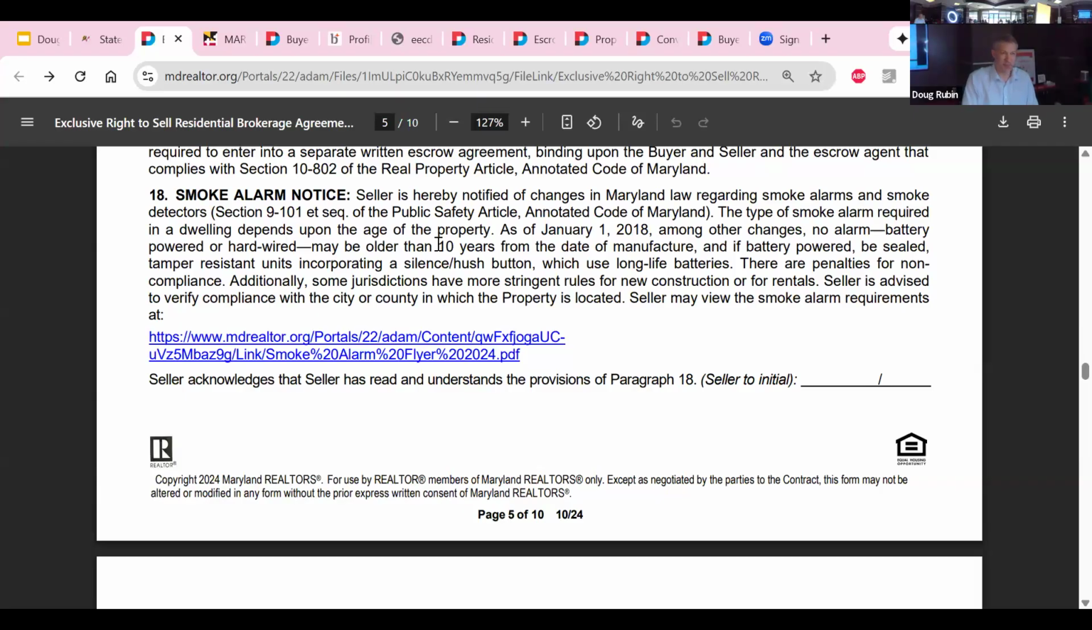I need to look again at the language. My understanding is that it's separate and apart from anything that the parties agree. The state has decided that it's such a critical safety feature that it's something that has to be done regardless.